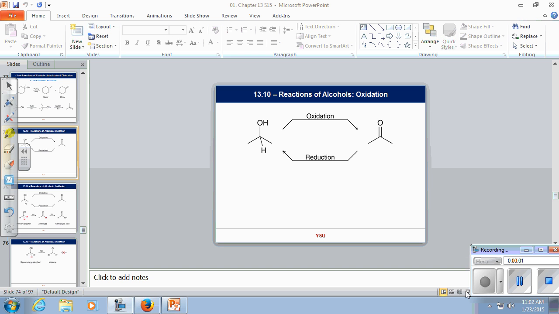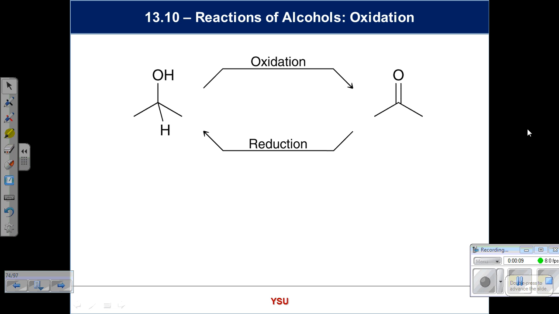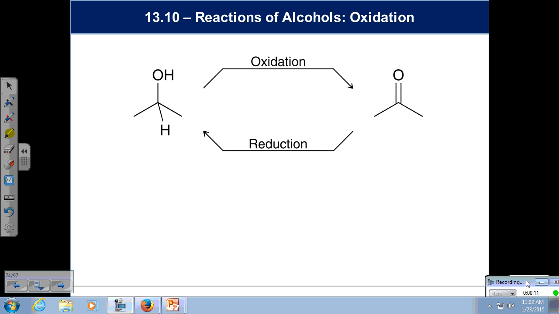Chapter 13. I'd like to be out of 13 today. It's a very long chapter, and because of the way the semester is set up with the day off that we get, I don't want to be stuck in 13 forever. So today we'll talk about oxidation.